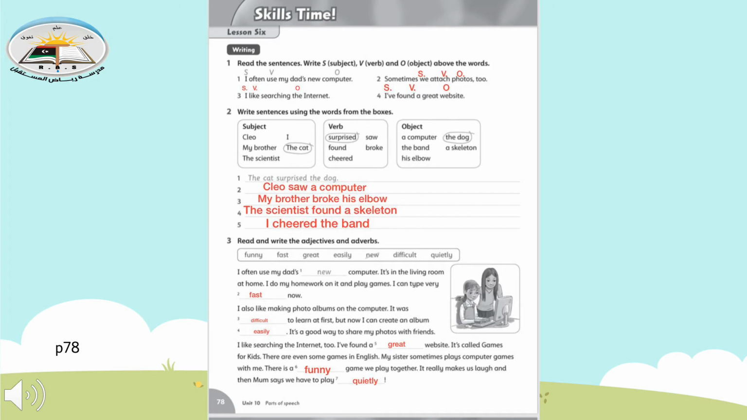It's called Games for Kids. There are even some games in English. My sister sometimes plays computer games with me. There's a funny game we play together. It really makes us laugh. And then mom says we have to play quietly.